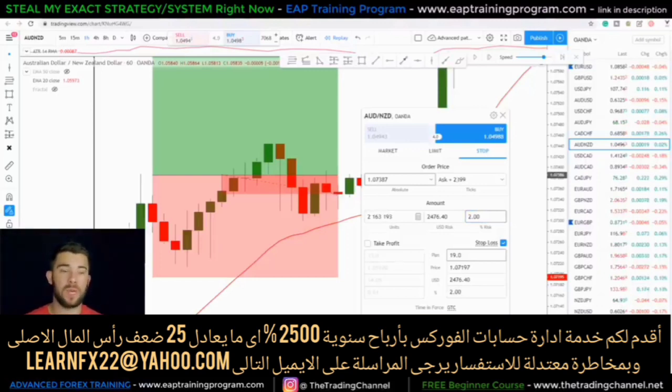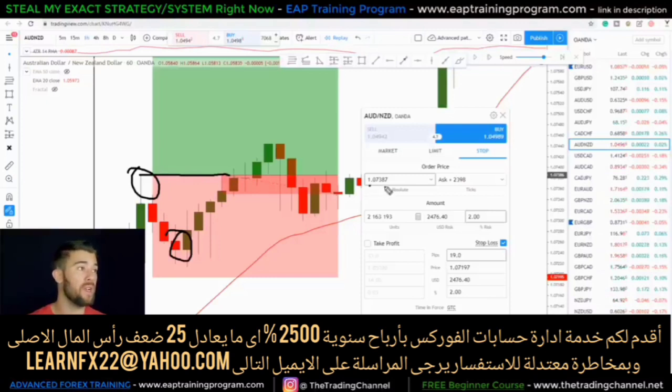This is an actual order, so I'm not going to, but all it means is that if the market was right here on this candle, then that means I'm telling my broker, if the market gets to the price of 1.0738, I want you to buy me into the market.